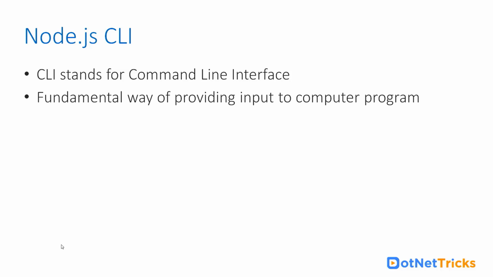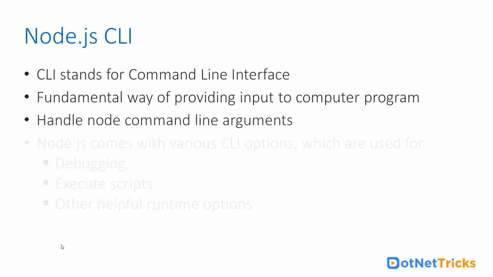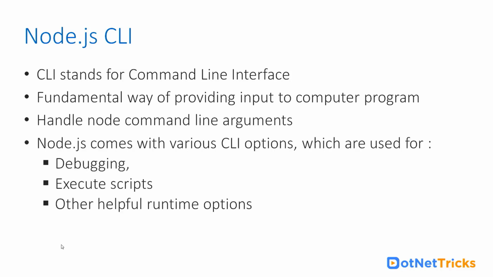It is the fundamental way of providing input to the computer. You can also run your scripts using the command line with Node, and you can pass input to your script. You can pass multiple command line arguments as discussed. Node.js comes with various CLI options which are used for debugging, executing scripts, and other helpful runtime options. We will see all of them. Before we move on to the Node.js command line options, let's see how to install Node.js and how to verify if Node.js is installed on your machine.